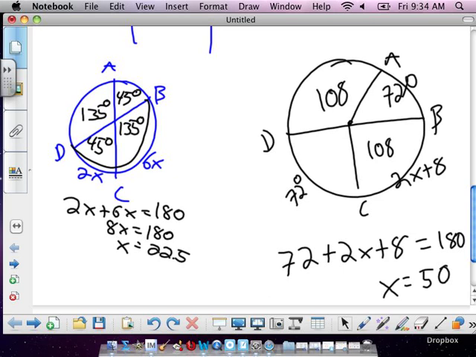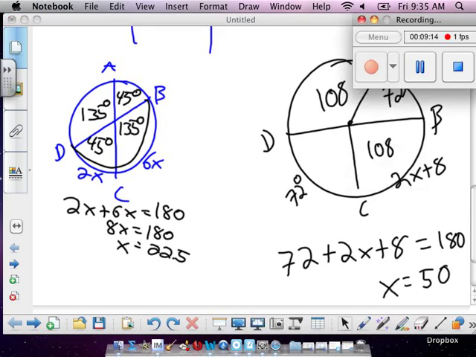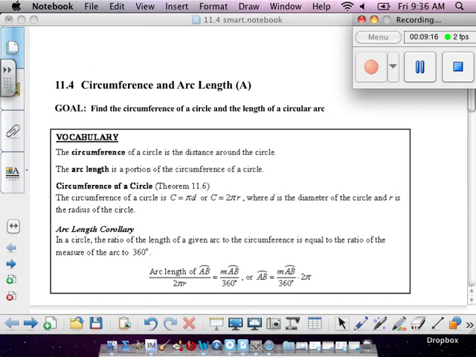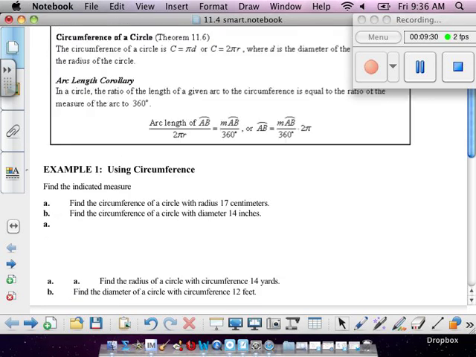All right, let's go to the back. And we're going to be talking about 11.4. I'm going to pause for 1 second so I can open it. All right, ladies and gentlemen, we're looking at 11.4, circumference and arc length. We know the circumference of a circle is pi times diameter, or 2 pi r. And this is a ratio we're going to use for finding the length of an arc.